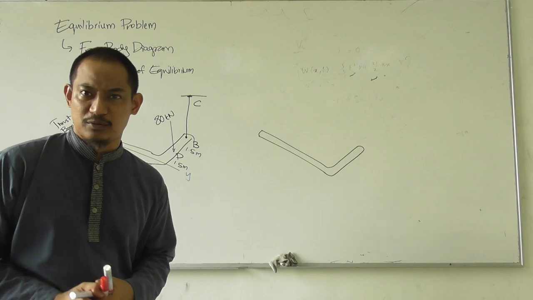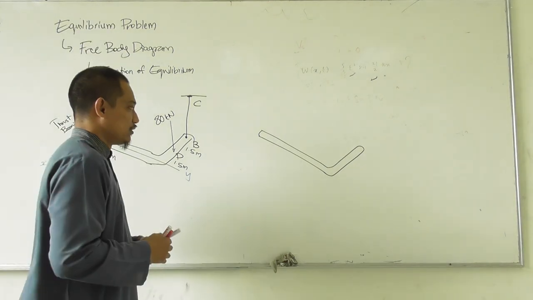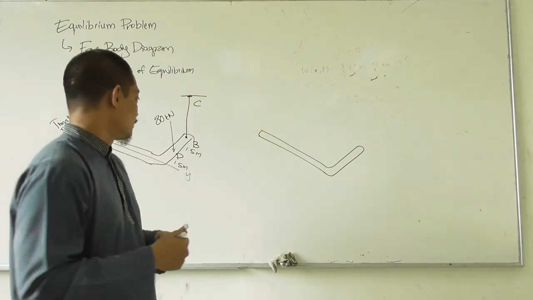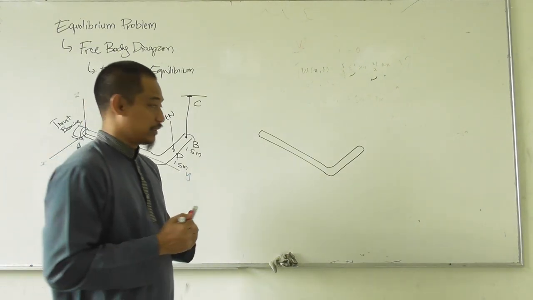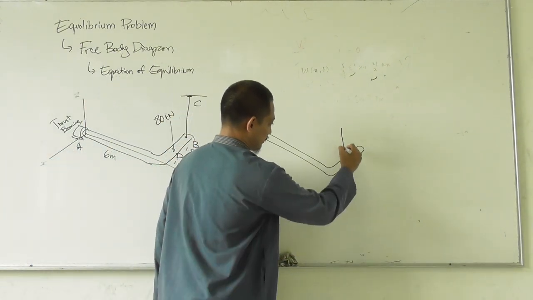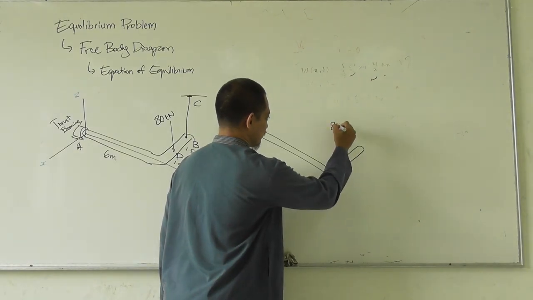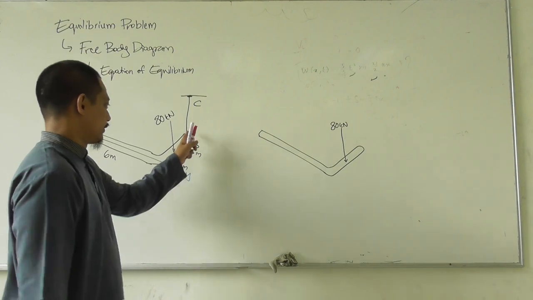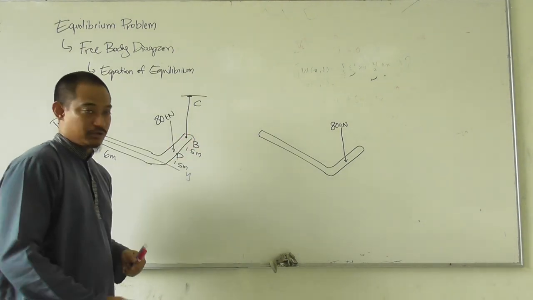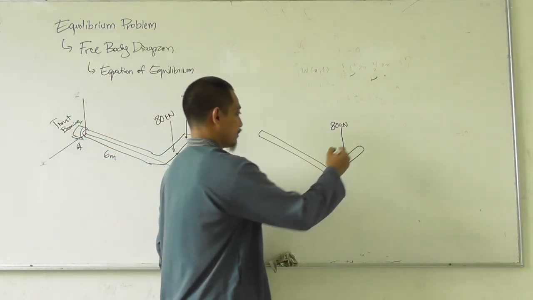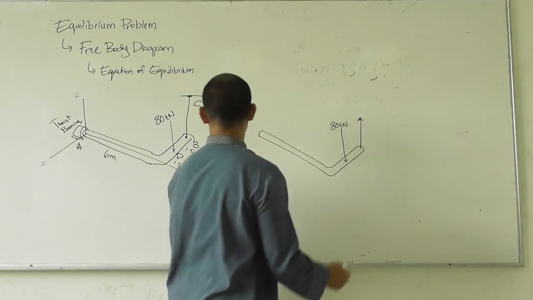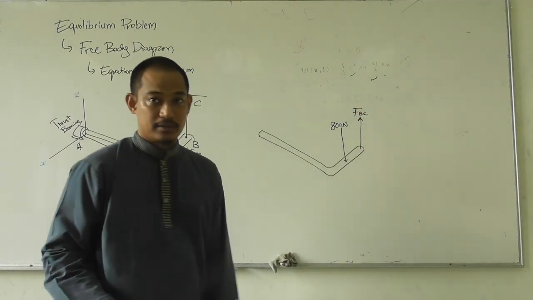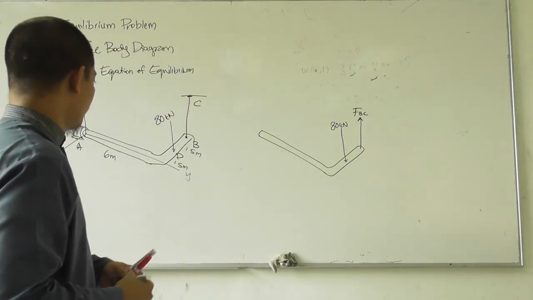Hopefully the lighting is still okay. Alright, and then you have to draw all the forces including the support reaction forces. This one is already given in the question, so 80 kilonewton. That's the easy one. The other easy one is this one. If you have a cable, obviously you have tension. That's the tension up, let's say F_BC. Now, what happens here?